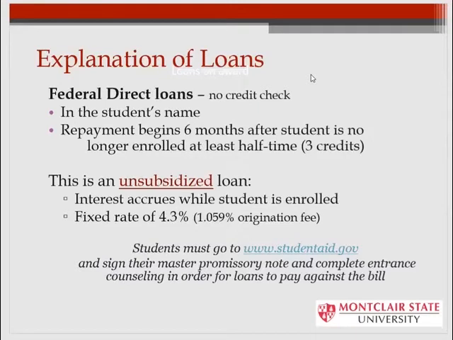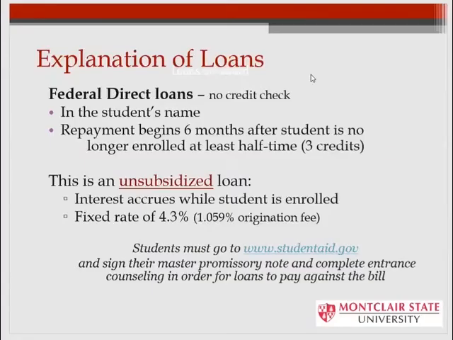The federal direct loan is an unsubsidized loan. What that means is that the loan will accrue interest while you are enrolled in school. Due to the pandemic, the interest rate has gone down significantly. It is now 4.3% with an origination fee of 1.059%.